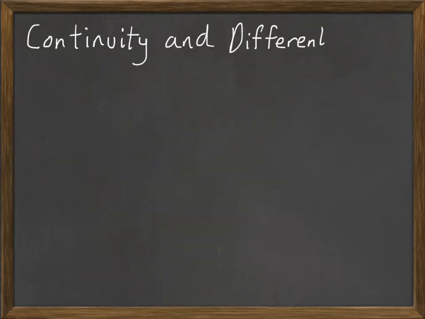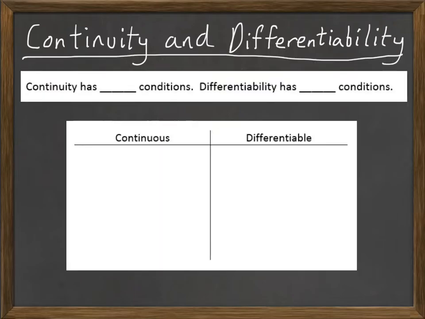Differentiability is really closely connected to continuity. Continuity has a certain number of conditions, and differentiability has a number of conditions required in order for it to be differentiable also. So do y'all remember how many conditions continuity has? It's 3. Differentiability, on the other hand, has 2 conditions, although you can really count it as 4 depending on how you count it, but whatever. So let's look and see what those conditions are.